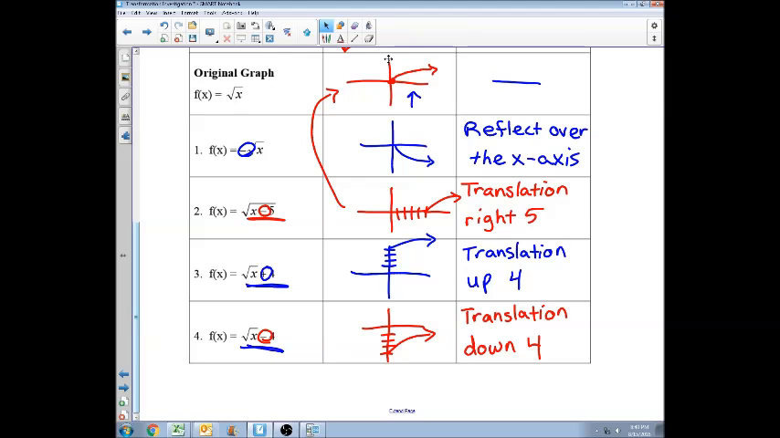And the negative out front will in fact reflect our graph over the x-axis. And if we multiply out front, that will stretch or shrink depending on if we're multiplying by a whole number or a fraction. If you remember those things and the names of each graph, you will be more than fine moving forward.